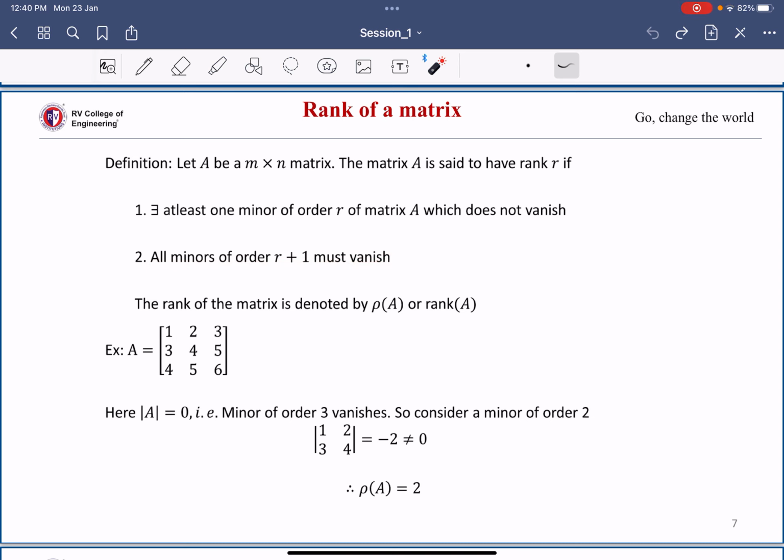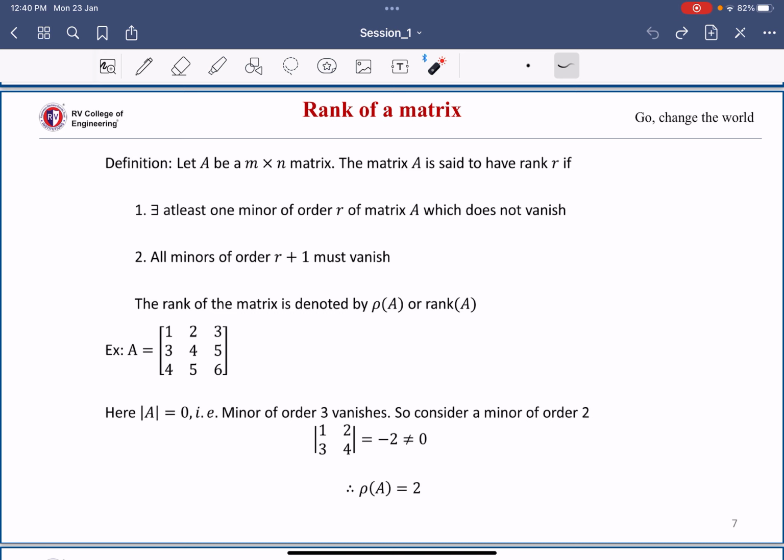What do we mean by minor? Minor is the determinant of the matrix obtained by deleting the row and column in which the particular element lies. Coming to the notation of rank of a matrix, it is either denoted as rho of A or rank of A. So let us discuss how to determine the rank of a matrix by the minor method.